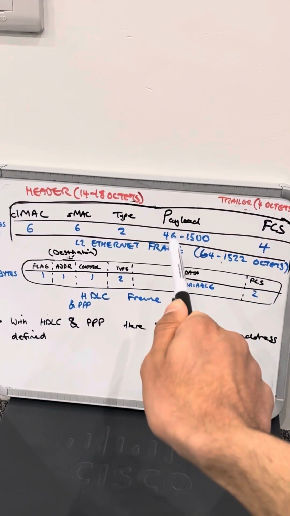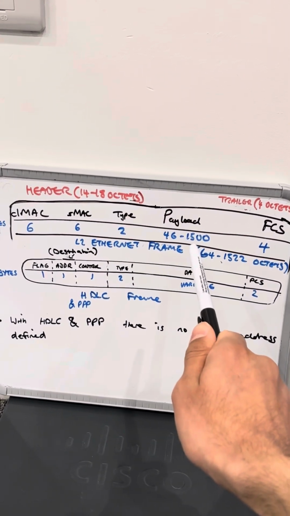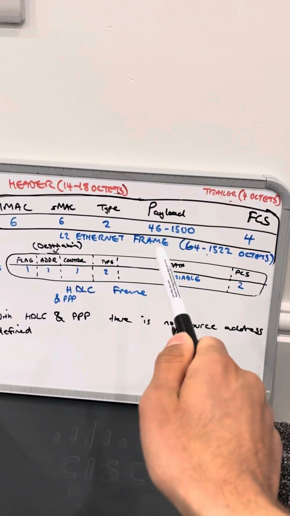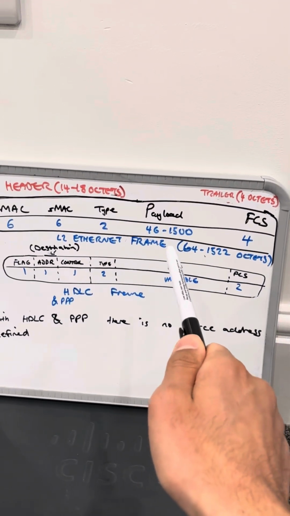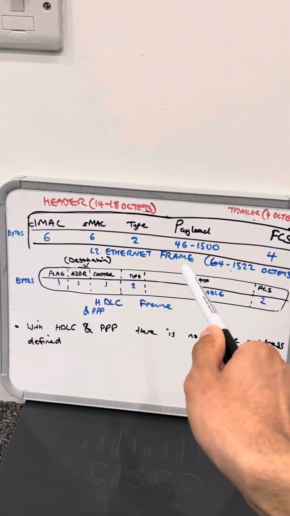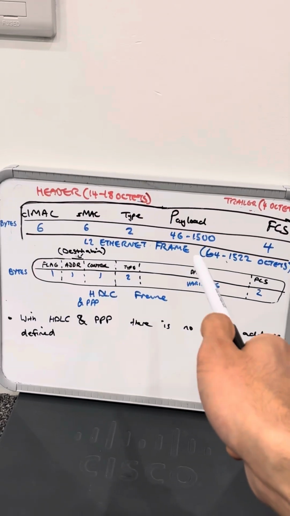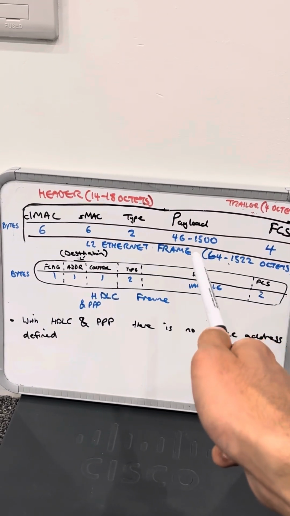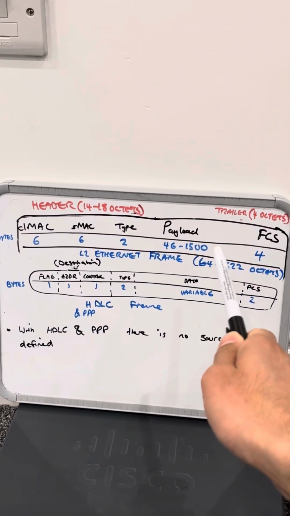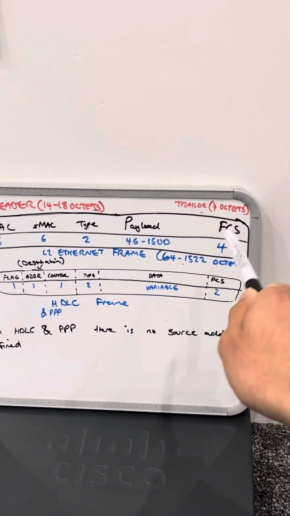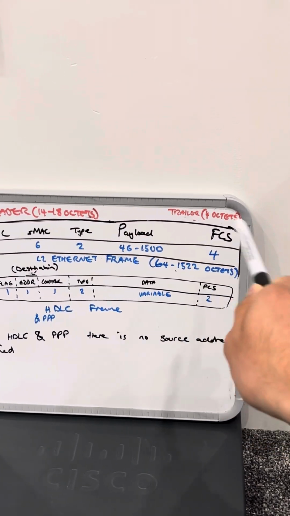This can be from 46 to 1500 bytes, so this is variable. There's a big range. It could be anywhere from 46 to 1500 bytes. And then finally, you've got the frame check sequence, which is 4 bytes.